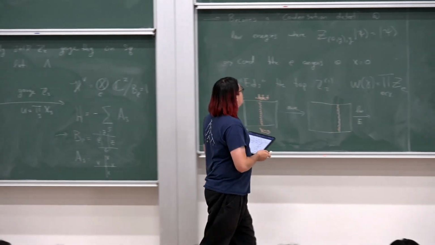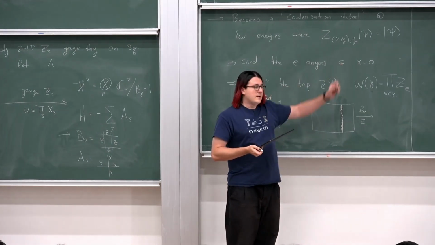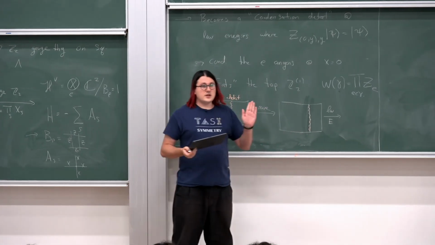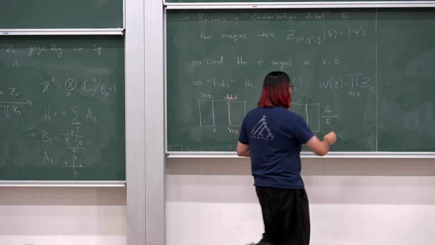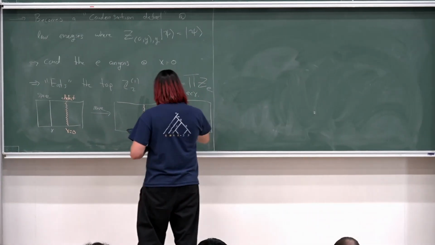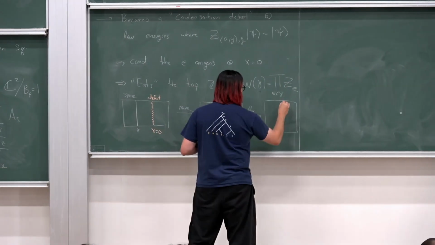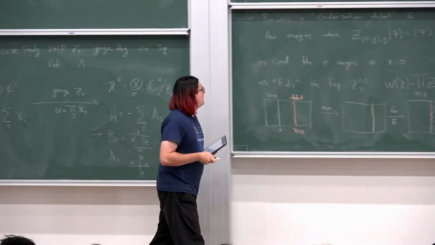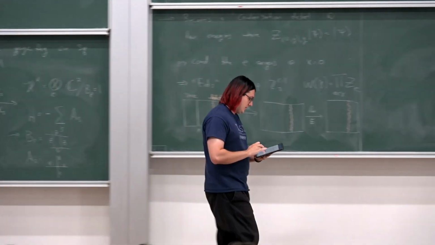Now if I go to low enough energies where Z is always equal to 1, this one-form symmetry operator, when it acts on this line, is literally equal to 1 as an operator. Good. So that's what I mean by eating.